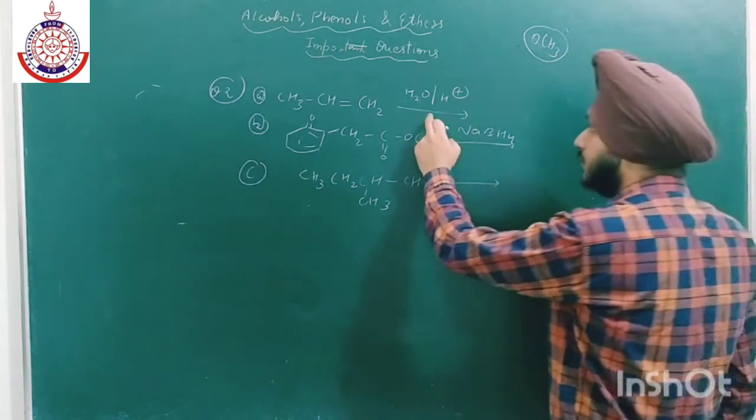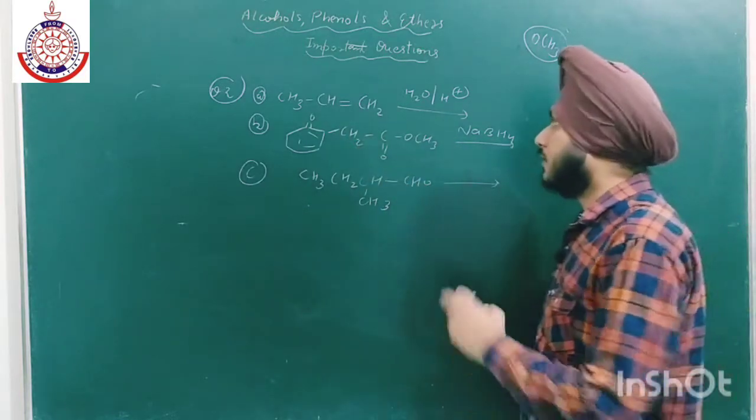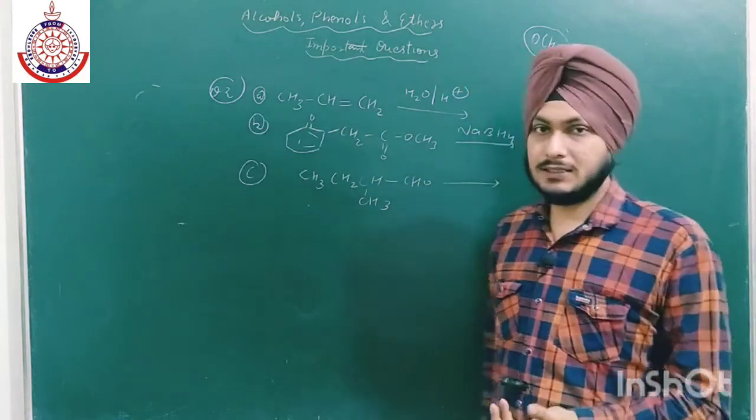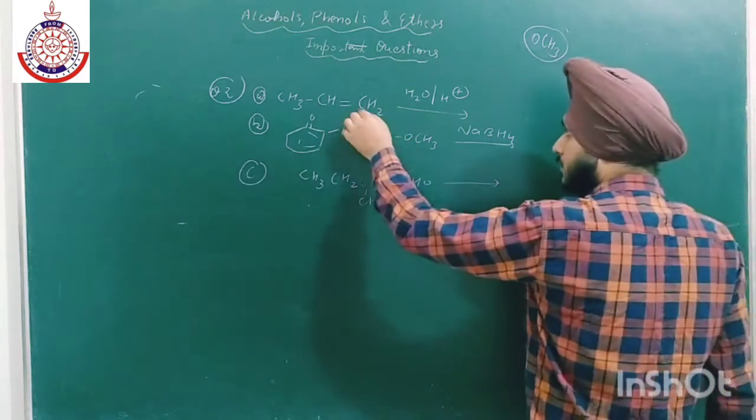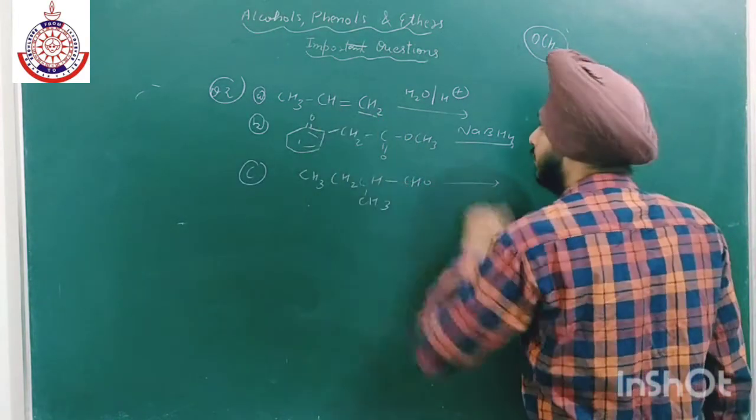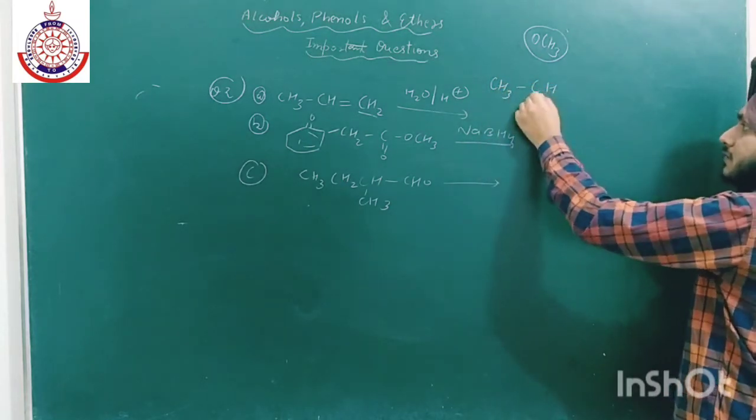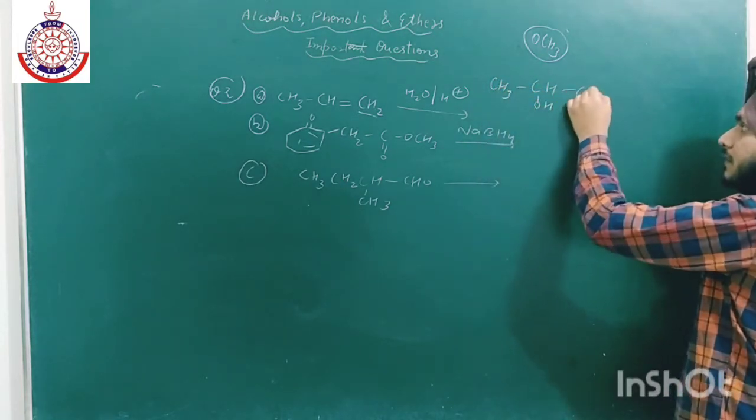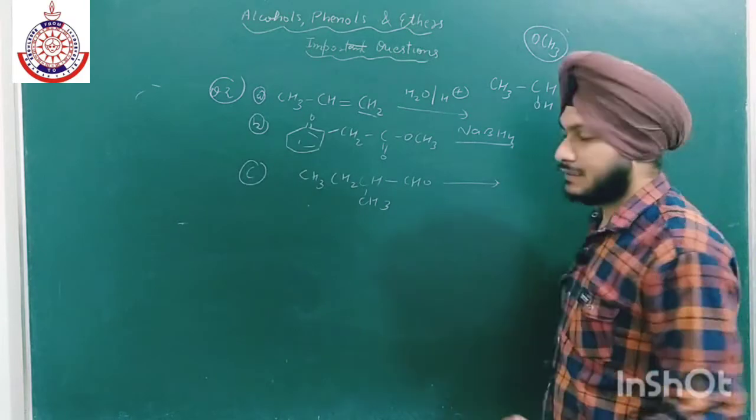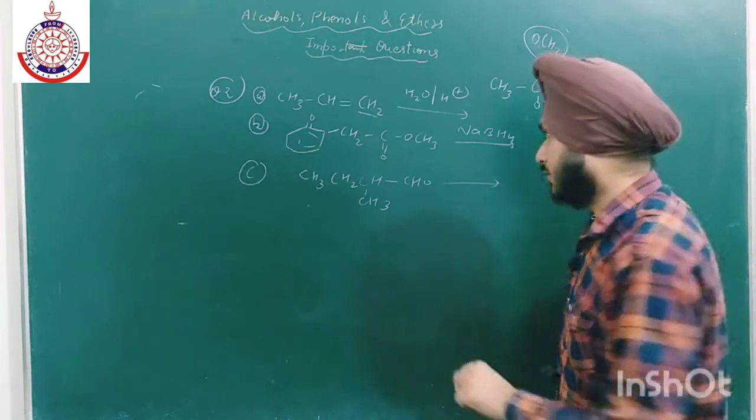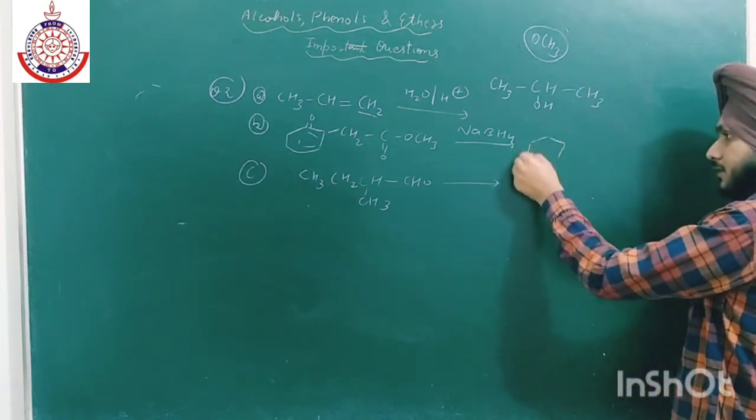Now in the first question, we all know that hydration takes place. The H will go here and the OH will go on the second carbon, giving the Markovnikov addition. So this will be the major product. Now in this case, it will only reduce the ketone group and we will get this product.